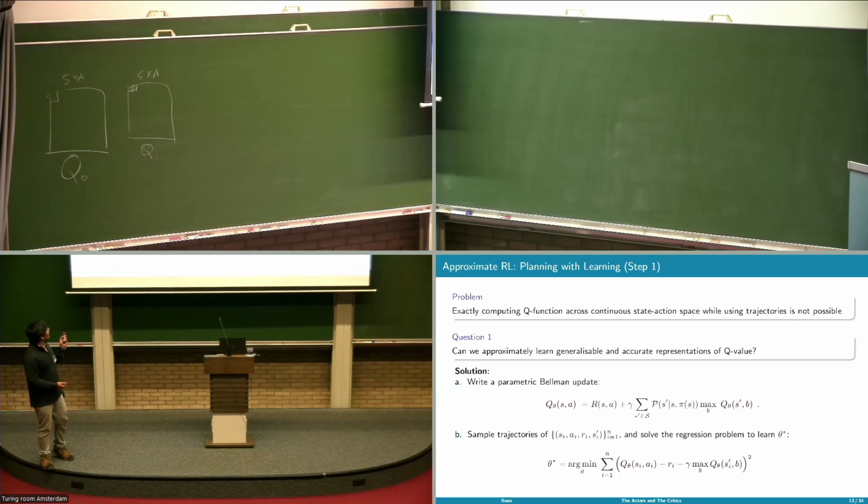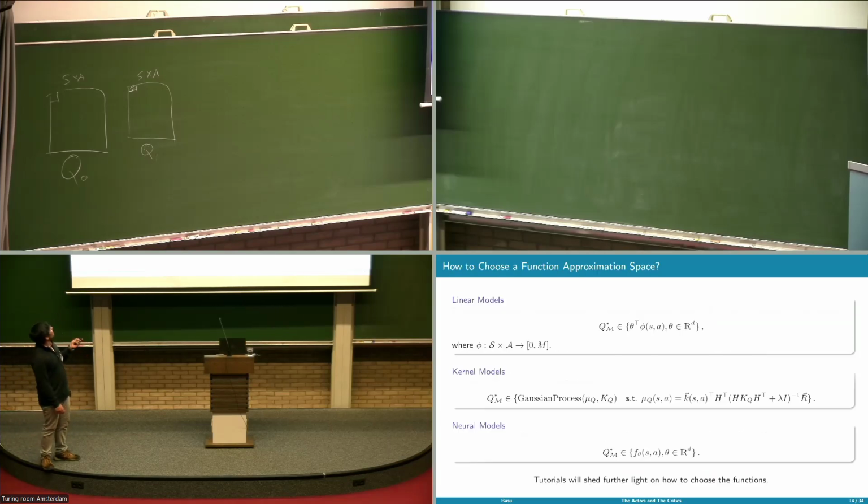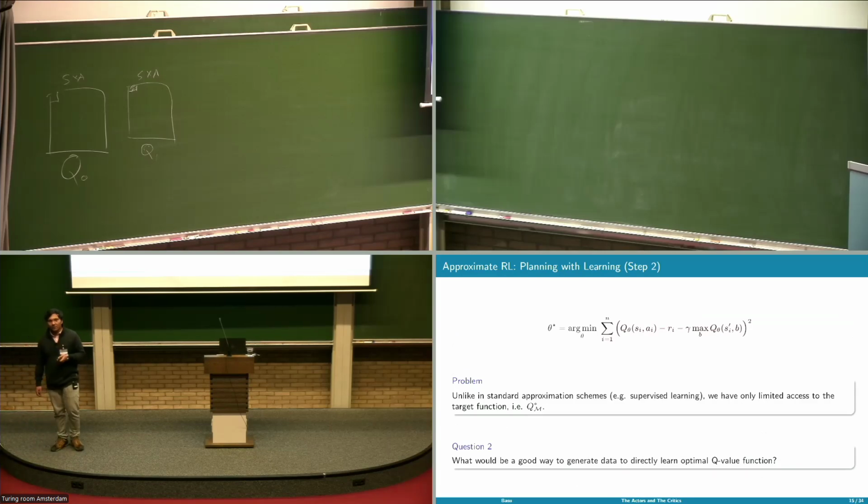And there comes the next point: what would be the target in here? What would be a good way to generate data to directly learn the optimal Q function? Because unlike the standard schemes, we have only limited access to the target that we want to reach. We have just a bunch of trajectories. If you try to find out the Q theta star directly from that, either you have to have extensive trajectories that cover the whole space and include trajectories from the optimal policy, otherwise you can just learn something random, right?